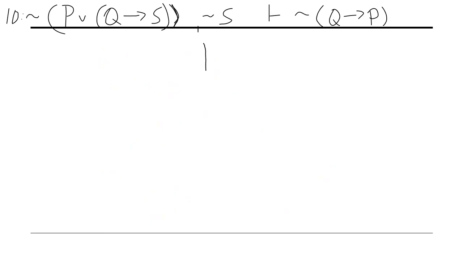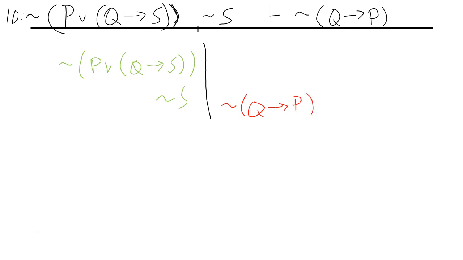Let's do the final one here. So we have two premises, not P or Q arrow S, not S. We have not Q arrow P as our conclusion. Main operator in the first one is the tilde, so we got to throw that across the tree. So we have this. Then we have to stack this because it is a wedge on the right hand side.